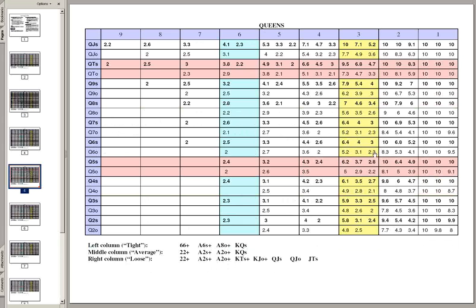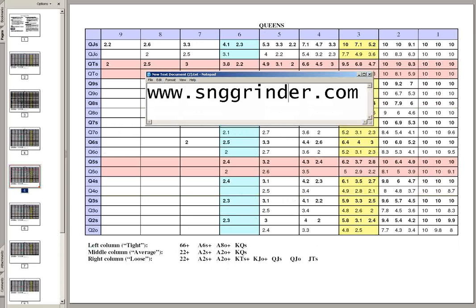This should help you out quite a bit in the later stages of poker tournaments. This plays optimal. For more articles and strategy discussion, visit www.sngrinder.com.